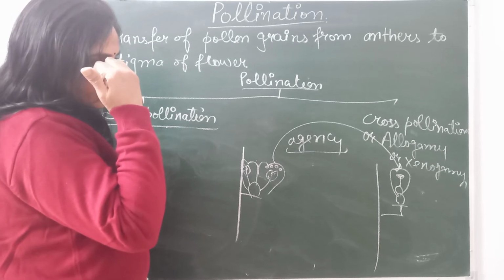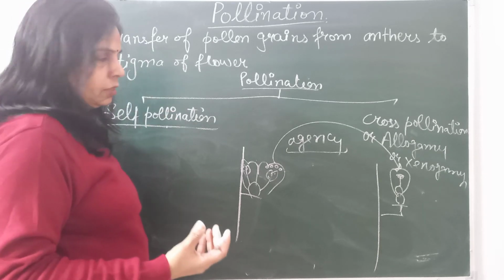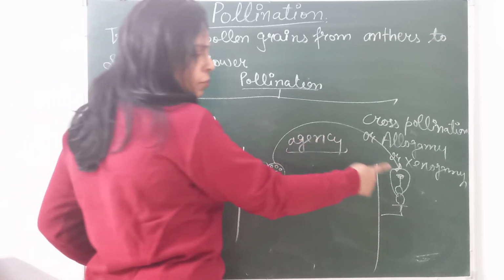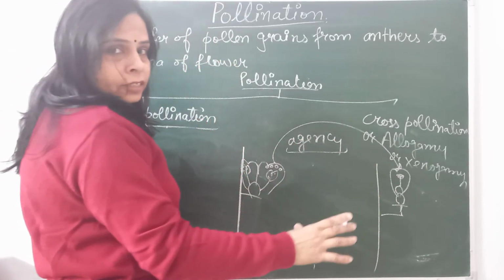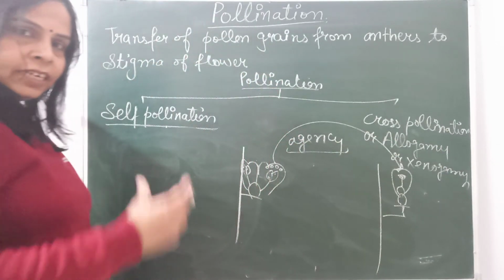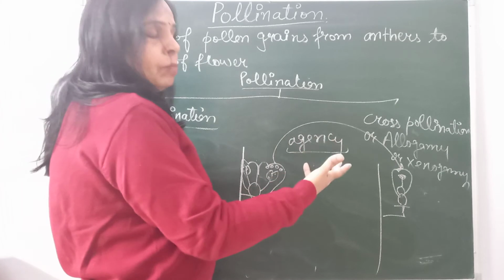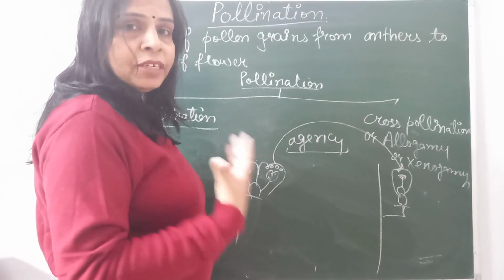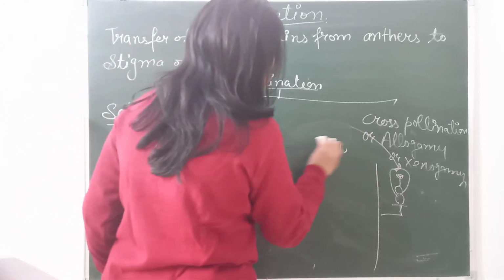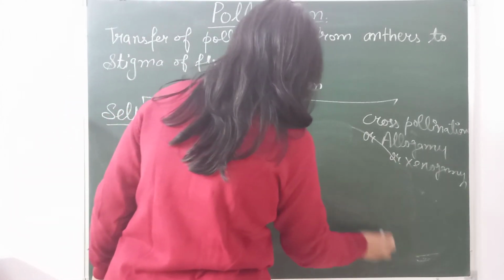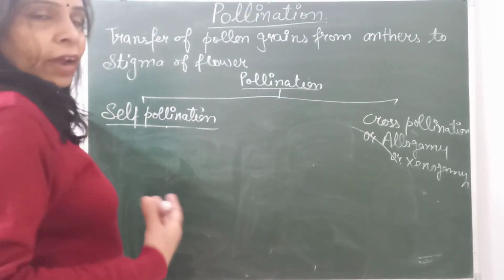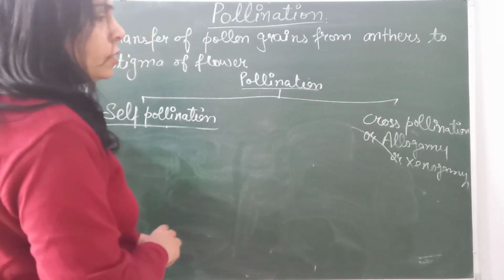Agency that can be biotic factor, that can be abiotic factors. So this process of transfer of pollen grains from anther to stigma of different plants is known as cross pollination. And as the plants are different, so there will be variation, genetic makeup will be changing. This cross pollination, इसका दूसरा नाम हम दे सकते हैं जीनोगेमी और एलोगेमी.